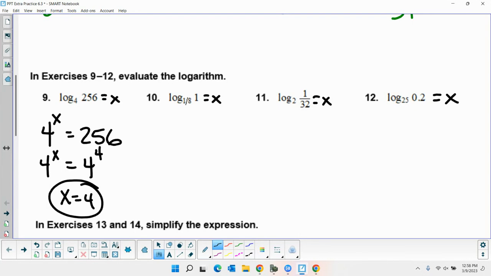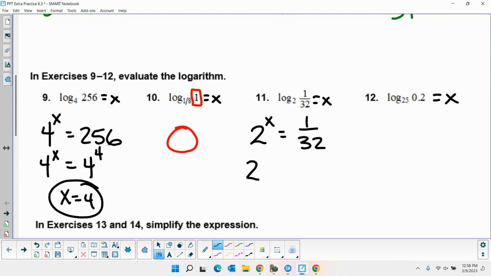Okay. This one. What do we say when that's a 1? 0 every time. So that one you should just recognize. That's 0. Okay. This one. 2 to what power is 1 over 32? So I have to try to make that 32 with a base of 2. 2 times 2 is 4, times 2 is 8, times 2 is 16, times 2 is 32.